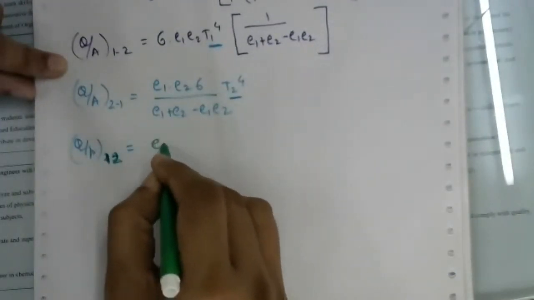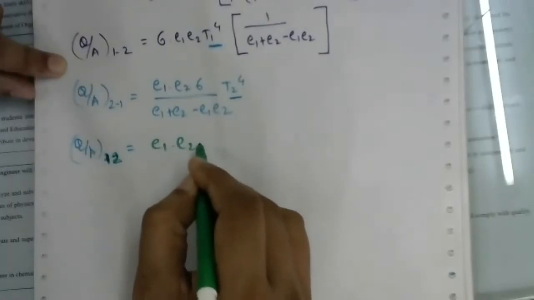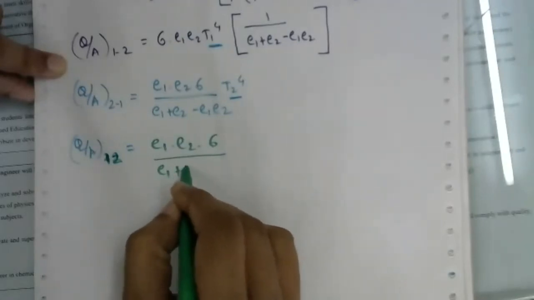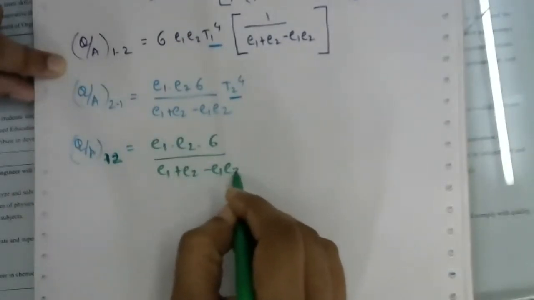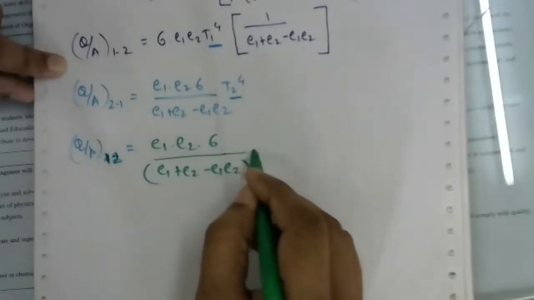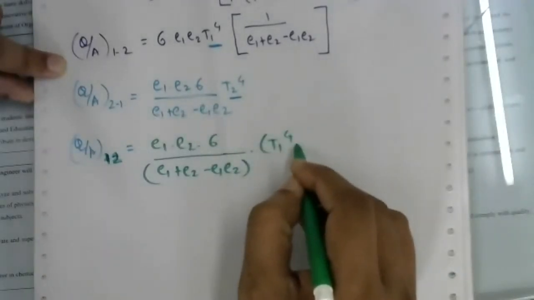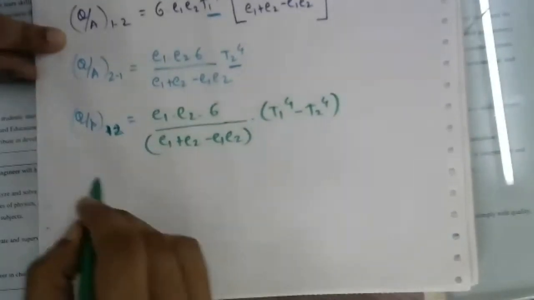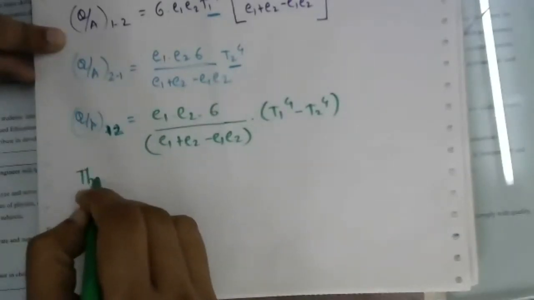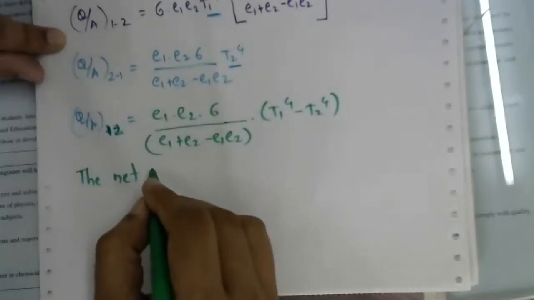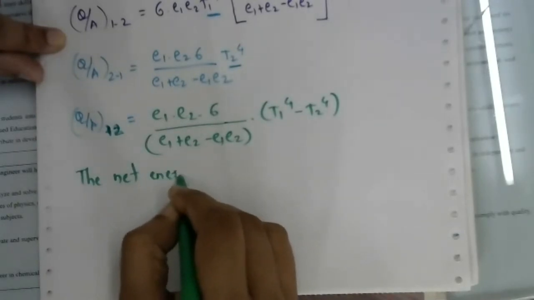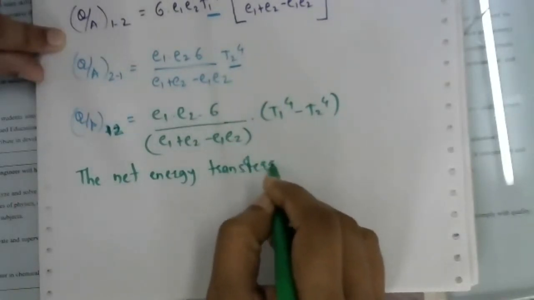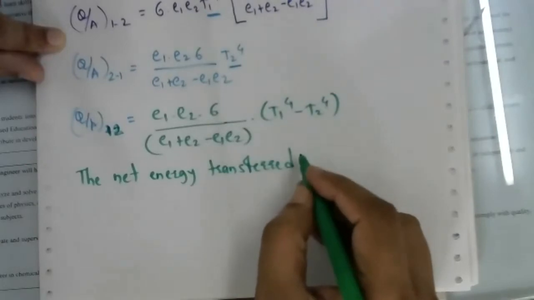So we can write E1 into E2 into sigma upon E1 plus E2 minus E1 E2 into T1 raised to 4 minus T2 raised to 4. So it is the net transfer or energy transfer per unit area per unit time.